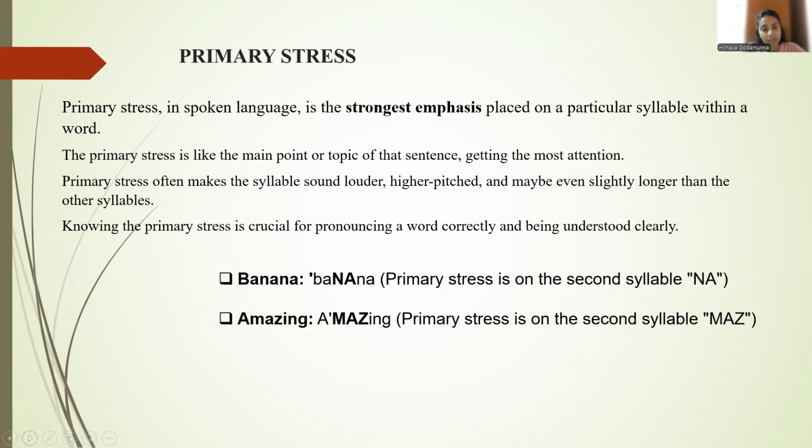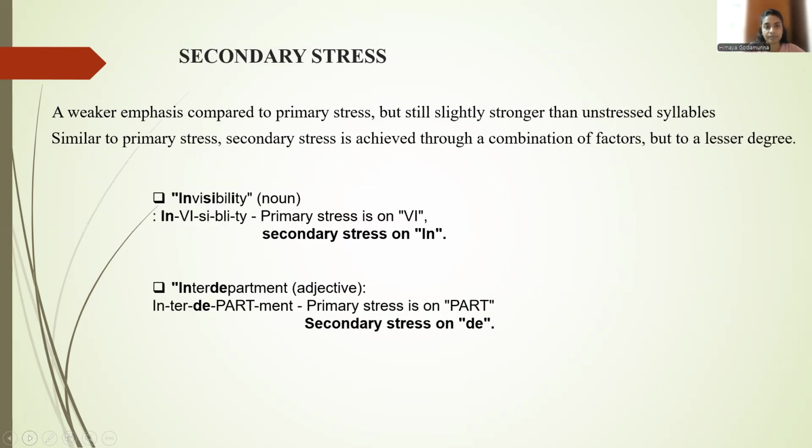Knowing the primary stress is crucial for pronouncing a word correctly and being understood clearly. Look at these examples. The word banana, banana. Here, the primary stress is on the syllable na, the second syllable. And also the word amazing, amazing. Here, primary stress is on the second syllable, may. Now let's move to the next slide.